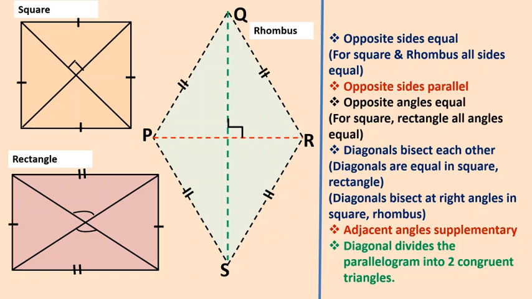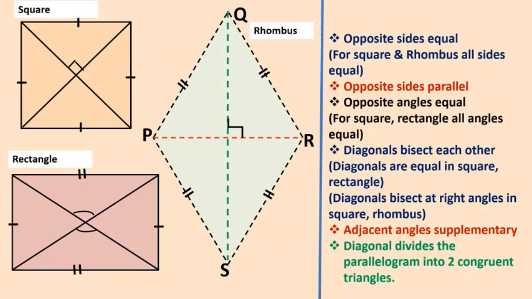And the diagonals are perpendicular. They crisscross at 90 degrees in square and rhombus. But in a rectangle, you see, it's not 90 degrees. It's vertically opposite angles. I said, no, it is not 90 degrees. It is more than that, or it can be less than that. But it need not be 90 degrees. It can be 90 degrees. That is why a square can be called a rectangle, but a rectangle can never be called a square. Remember.